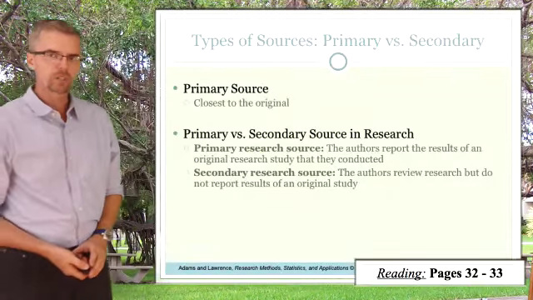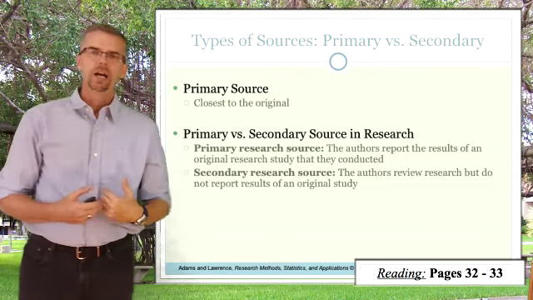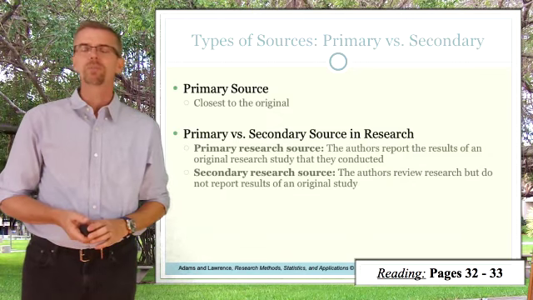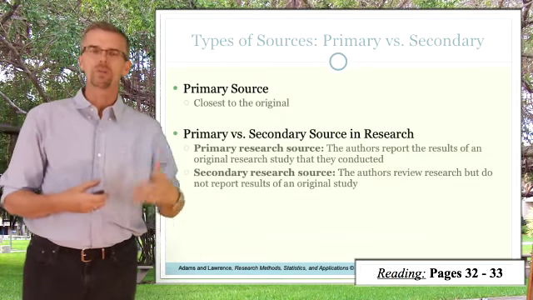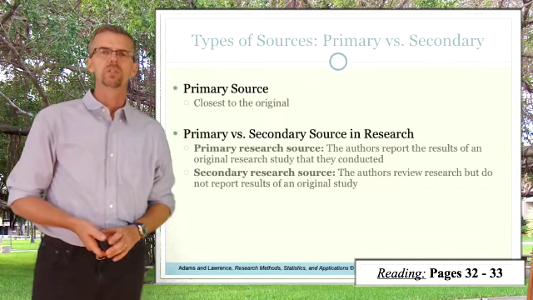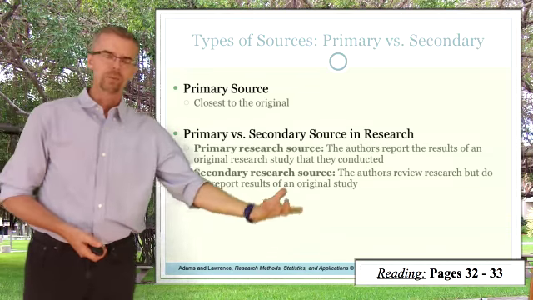This chapter starts by talking about primary sources and secondary sources in research. It's similar to that, but not the same, is the term primary research and secondary research. Primary research is when you're out there actually doing the research yourself. Secondary research is when you are looking at the primary research of other people or the primary sources of other people.